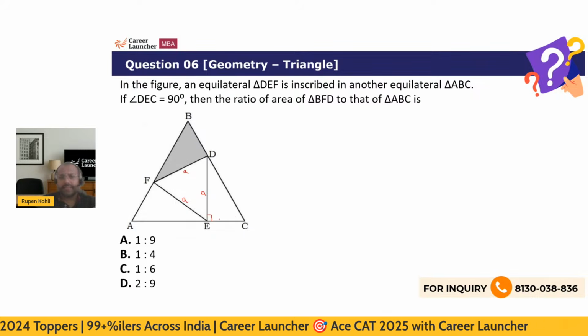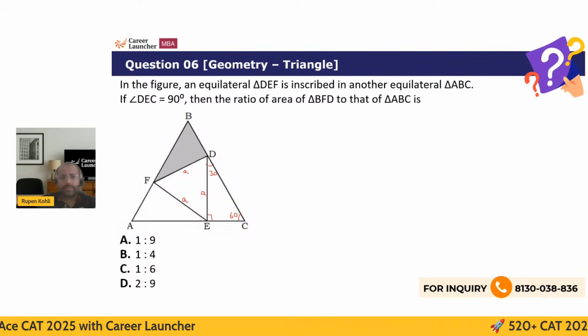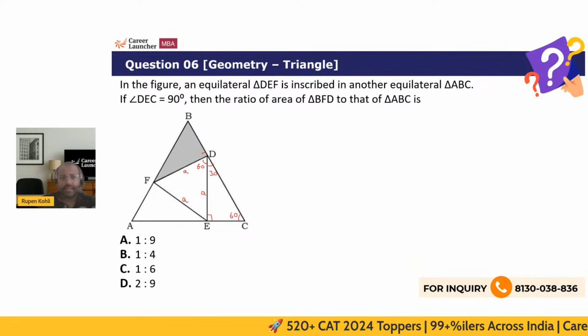This angle is 90. This angle has to be 60 because it's an equilateral triangle. So this angle over here is 30. Since DEF is equilateral, this has to be 60. So 60 plus 30, 90. So that also must be 90 over here.